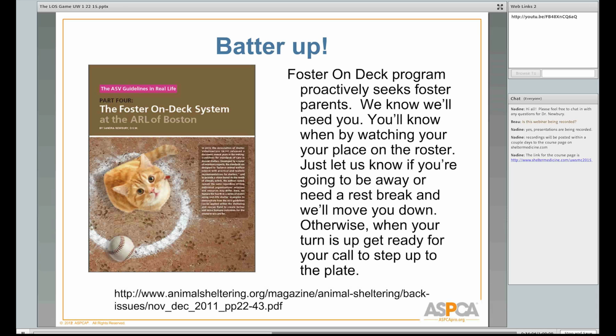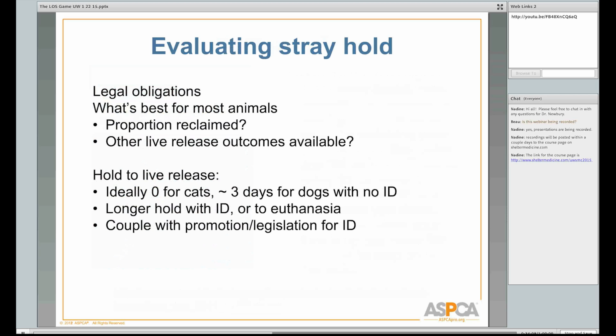It's important to evaluate stray hold in this period too, and it's just so crucial, because we see that there are usually legal obligations, but we have to think about when those legal obligations are being set, it's very important to think about what's best for the animals. And there is often this push to say, oh, well, the longer the stray hold is, the more likely the animal would get back to its home. But we find that that's not actually true, and when we look at average length of stay to reclaim by owner, it's usually quite a short period of time.